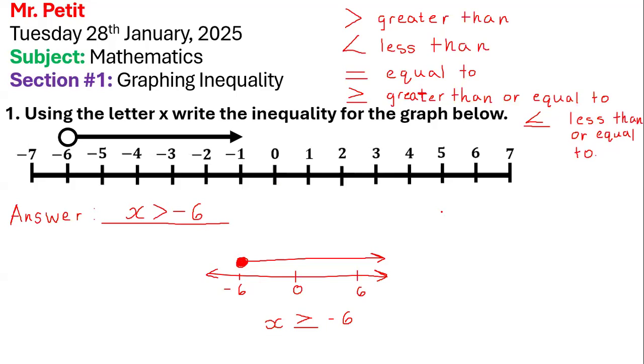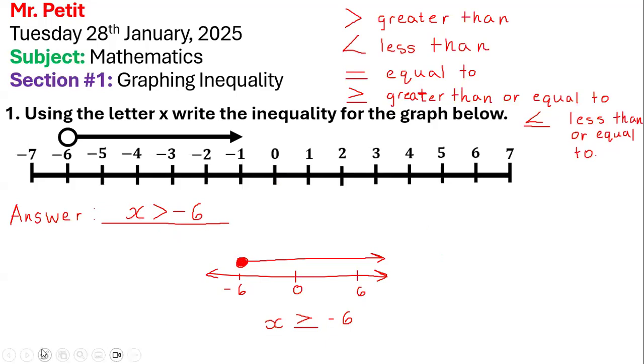Again, Ms. Petit, please. All right, so when it's shaded, you have to put the line on the bottom. When it's not shaded, you just do not put the line, you just put strictly greater than. But if it's shaded, you have to put the line at the bottom. All right. Does that make sense? Let me know, please. Yes, sir.